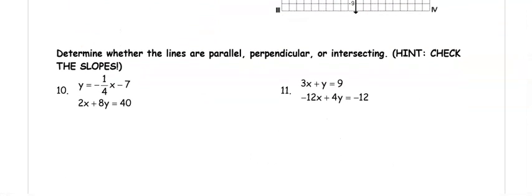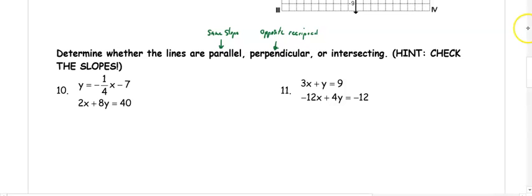Next, we want to determine, are the lines parallel, perpendicular, or intersecting? So remember, to be parallel, that means the lines need to have the same slope. To be perpendicular, they need the opposite reciprocal, which means that one number is positive and one is negative, and the fractions are flipped. Otherwise, they are just intersecting.